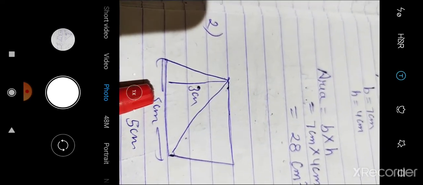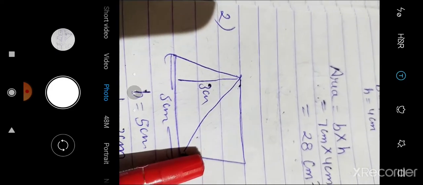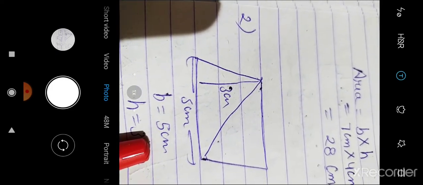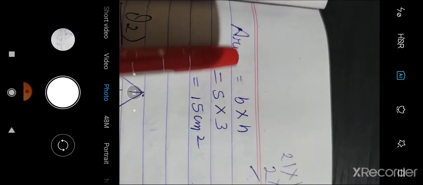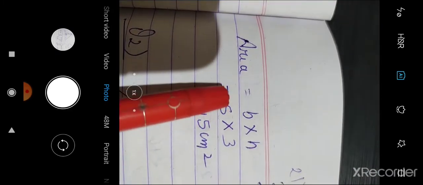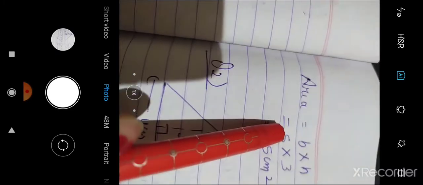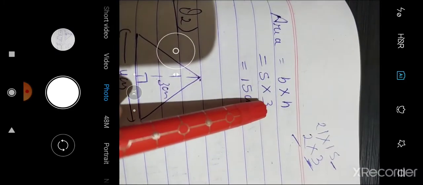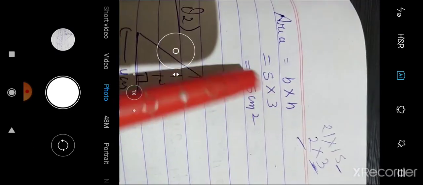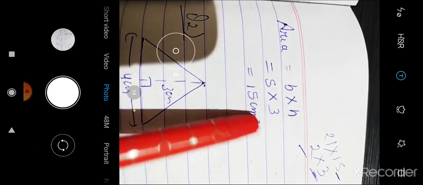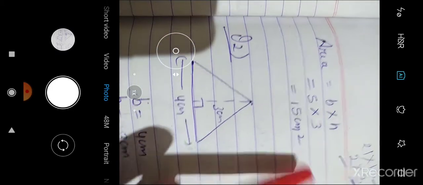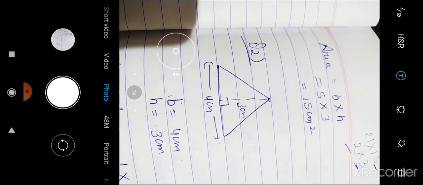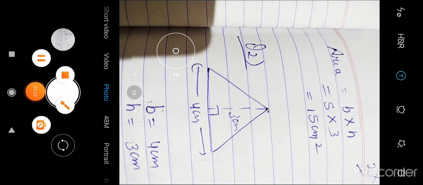It is the area of the first diagram. Now moving to our next question. In the second diagram, the base is equal to 5 centimeter and its corresponding height is equal to 3 centimeter. As we know that area is equal to base multiplied by height, we can write 5 centimeter in place of base and 3 centimeter in place of height. After multiplication we have 15 centimeter square, and it is the area of the second part of the first question. In this way you can solve its remaining part. Now moving to the next question.